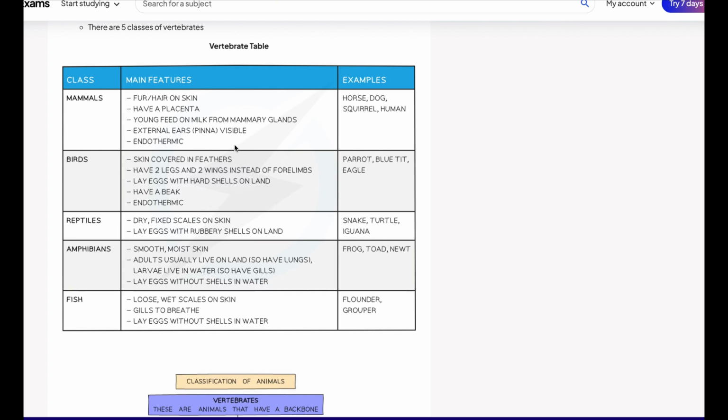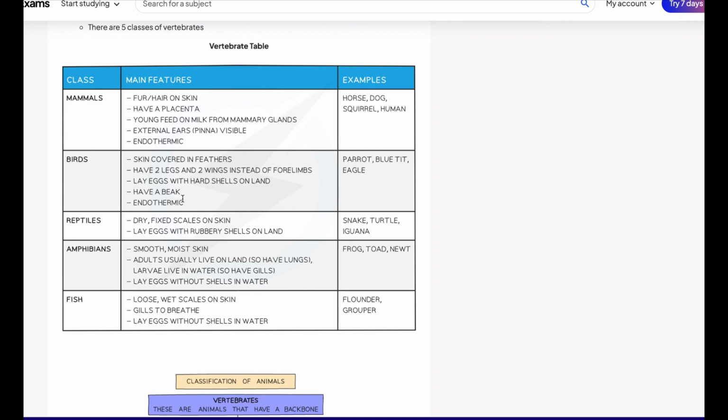This is a summary note which you should have in your notebook. They have 2 legs and 2 wings instead of 4 legs. They lay eggs with hard shells on the land, unlike amphibians and fishes that lay eggs in water. The birds lay their eggs on land. You have to know that.